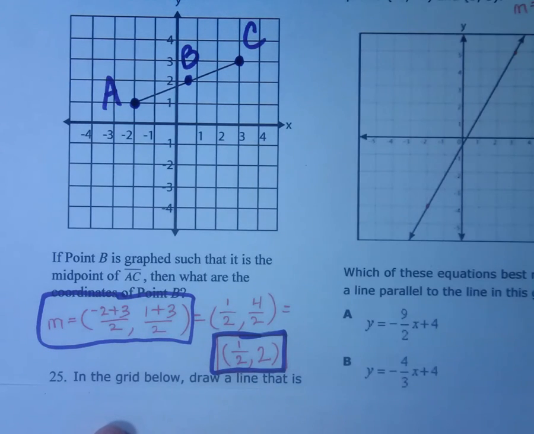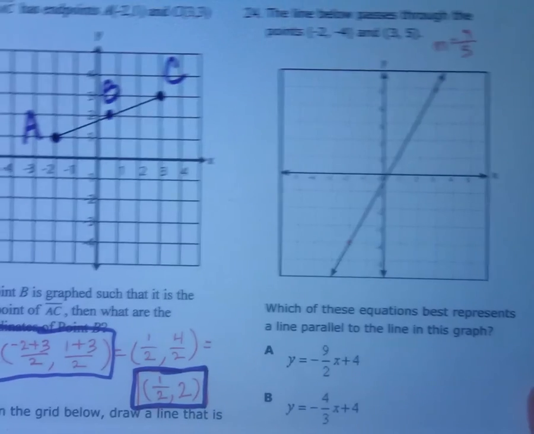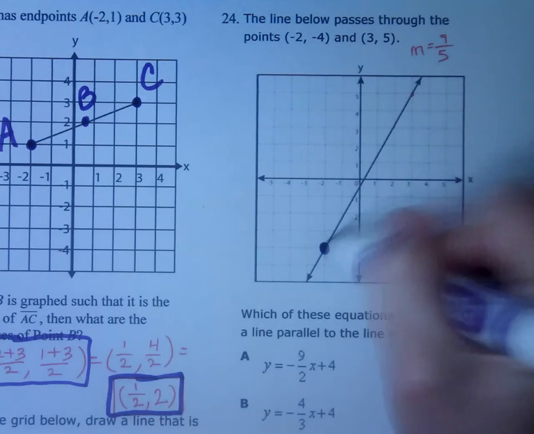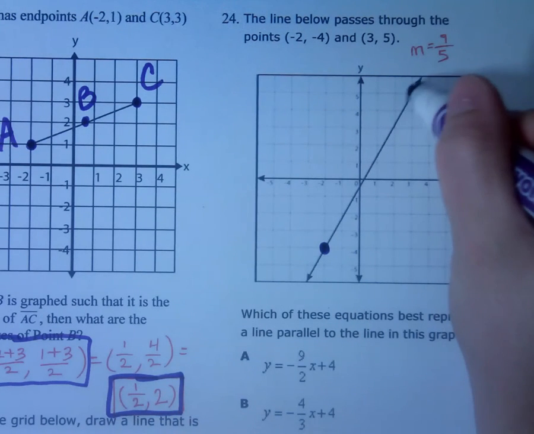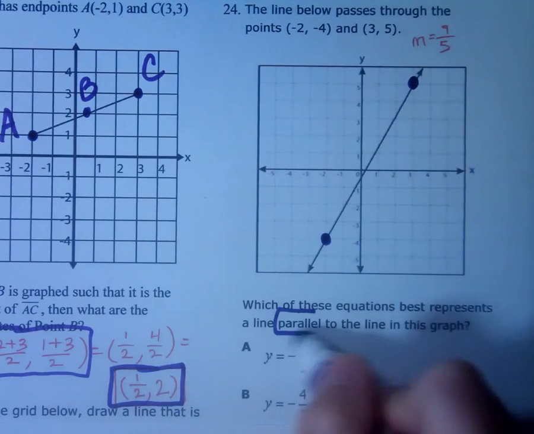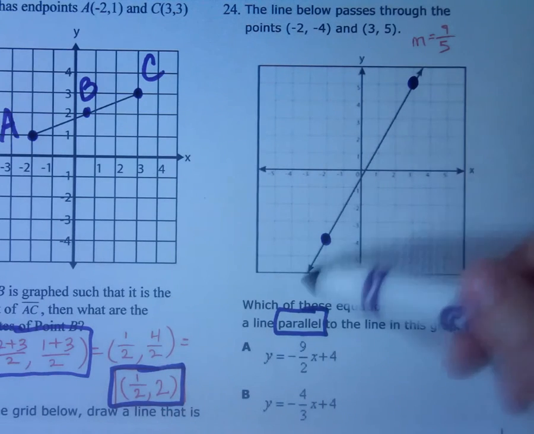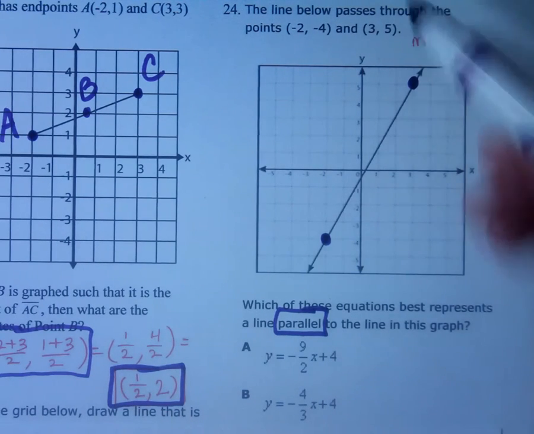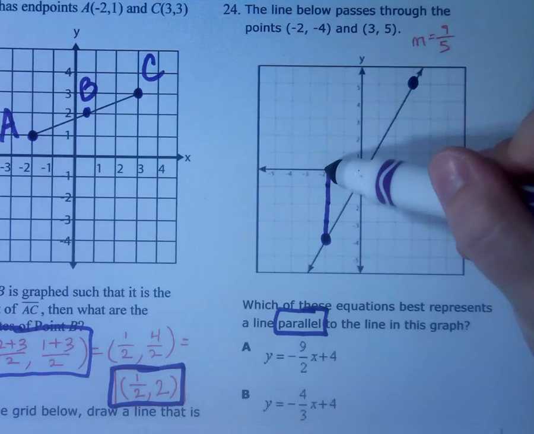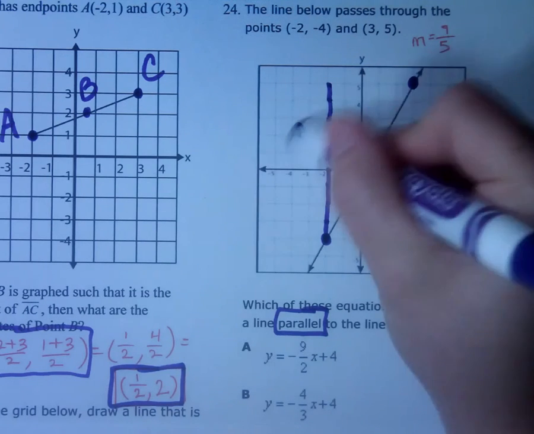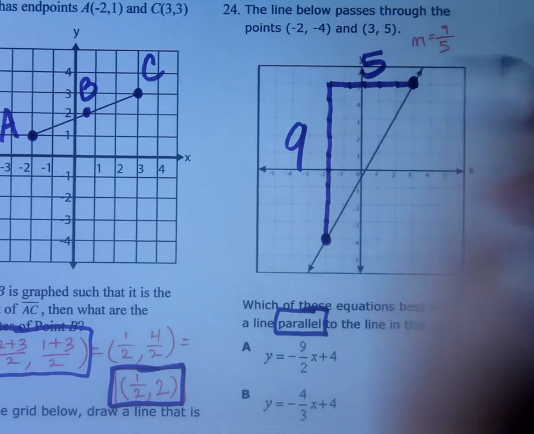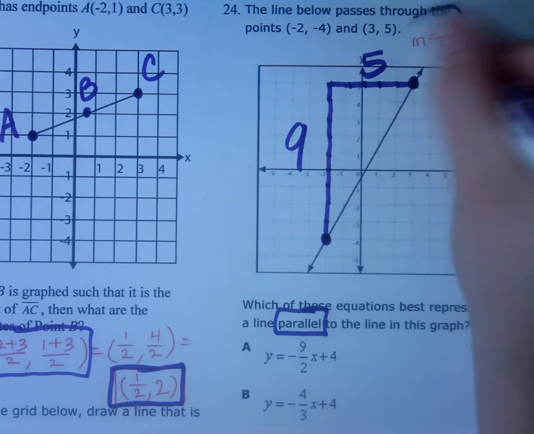Okay, let's look over at 24. It says the line below passes through the points -2, 4, it's down here, and 3, 5, which is up here. And it says, which of these equations best represents a line parallel to this line? Okay, if I want a line parallel to this, I want a line to have the same slope as this one right here. So I'm going to count my slope, rise over run. So 1, 2, 3, 4, 5, 6, 7, 8, 9. 9 is my rise. And 1, 2, 3, 4, 5. 5 is my run. So my slope of this line is 9 over 5.